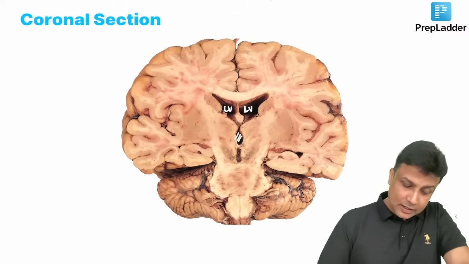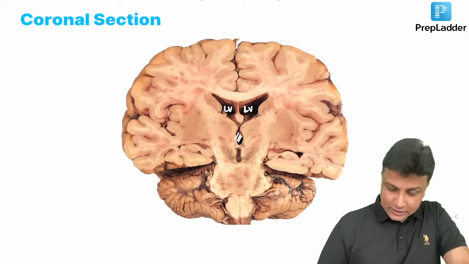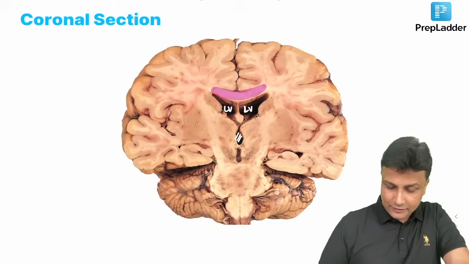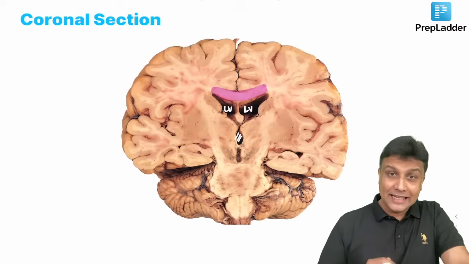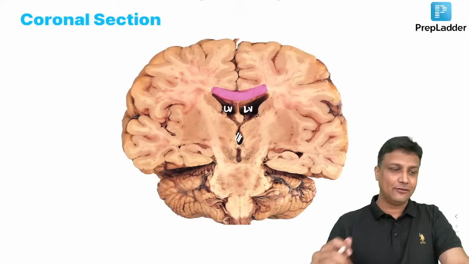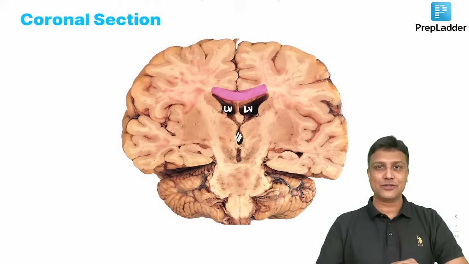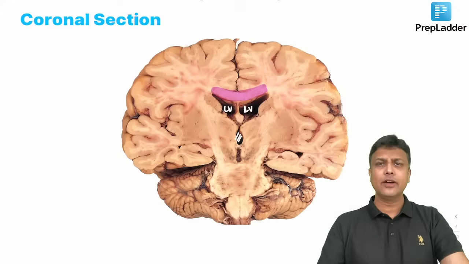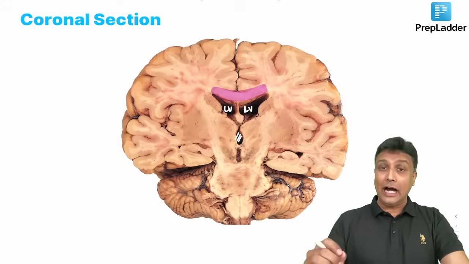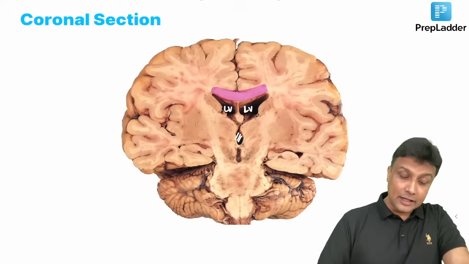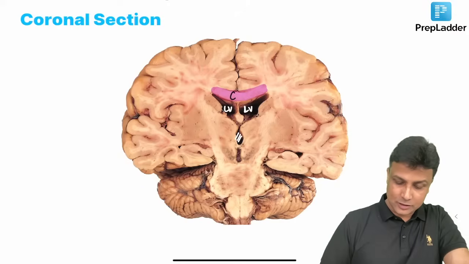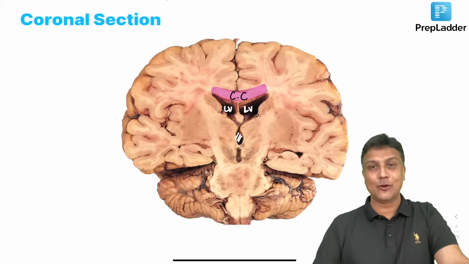Now, in this diagram, you are able to see that there is a bundle of axons, white matter, connecting the right and left half of the brain. These fibers connecting the right and left half of the brain are commissural fibers. And out of all the commissural fibers, the largest will be the corpus callosum. So please remember, this one here will be the corpus callosum.